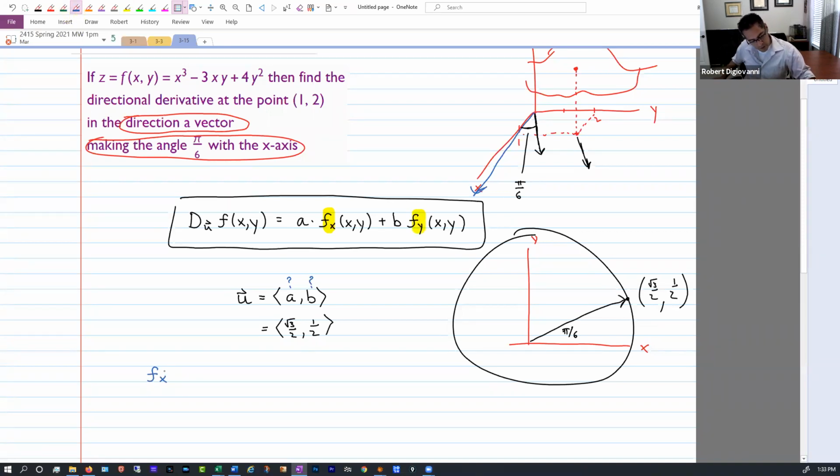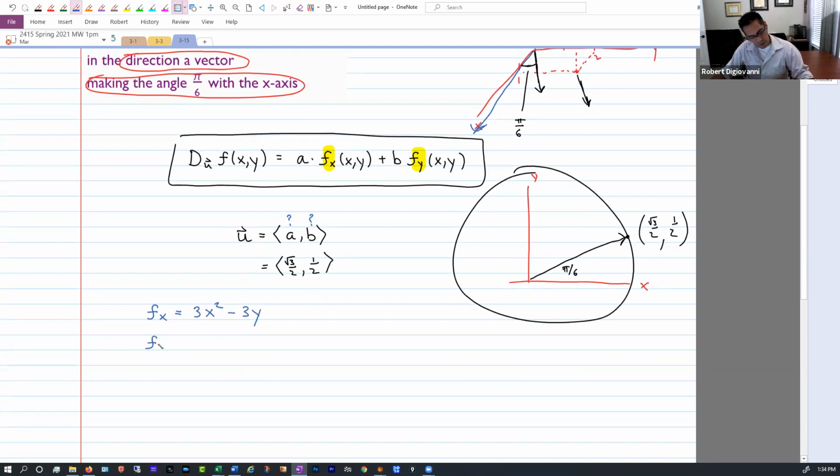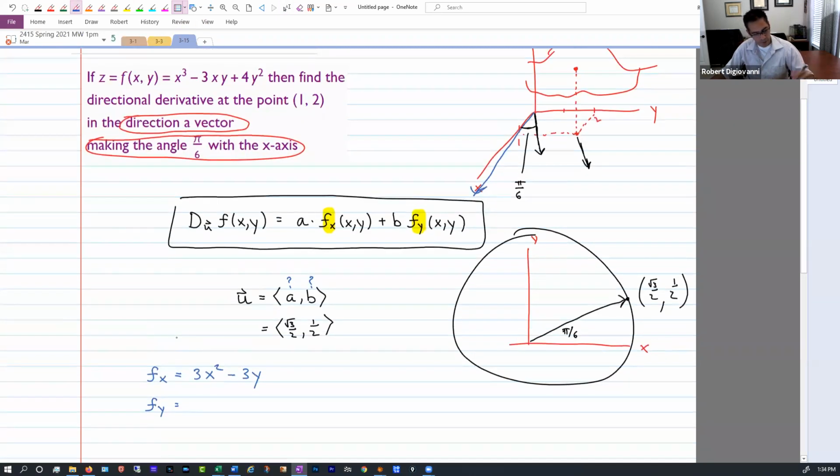So the partial of f with respect to x. Let's start with that one. I'm just going to take the derivative of this with respect to x, and I'm going to hold all the y's constant. So 3x squared minus 3y, and that's it, right? Treating y like a constant, the derivative of x is 1, so that becomes minus 3y, the derivative of this is 0, and the derivative of that is just 3x squared. The partial of f with respect to y should just be negative 3x plus 8y.